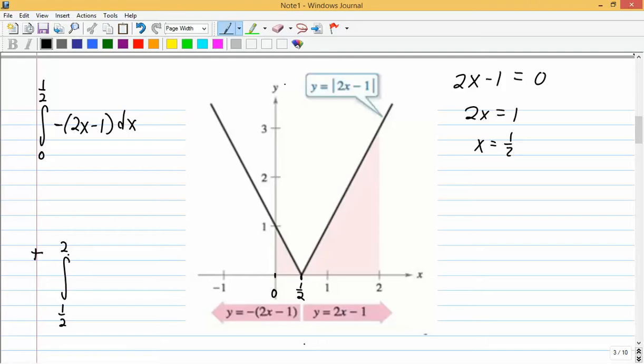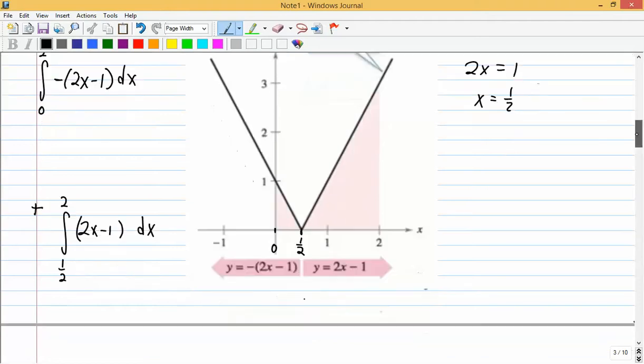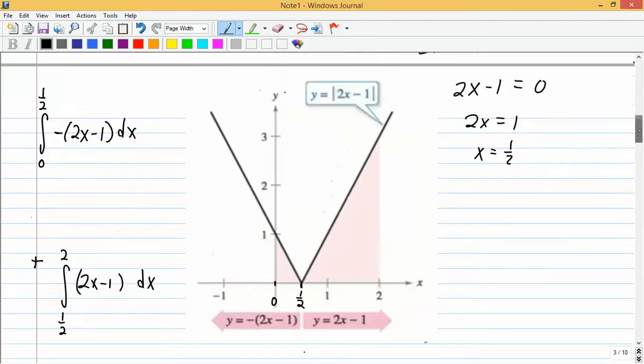All right, and which function was that? That was the one without the negative in front. That was the 2x minus 1. All right, so let's do those two integrals really quick. So this negative you can just put on the outside and apply it at the end. That's what I'm going to do. And so then I'm going to just integrate that. So that's going to be x squared minus x. And then I'm going to evaluate that from 0 to 1/2.